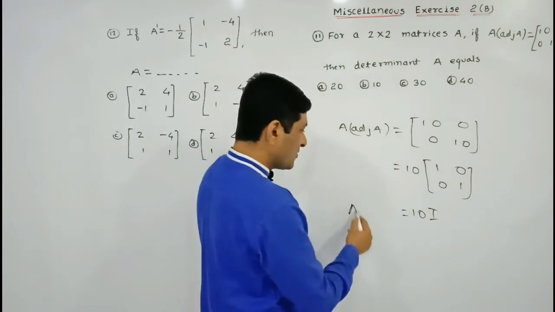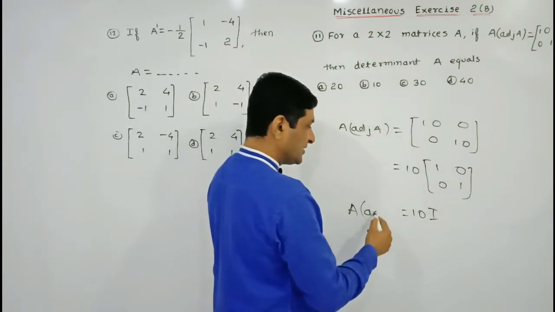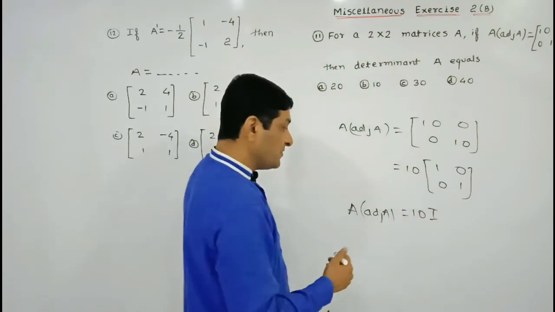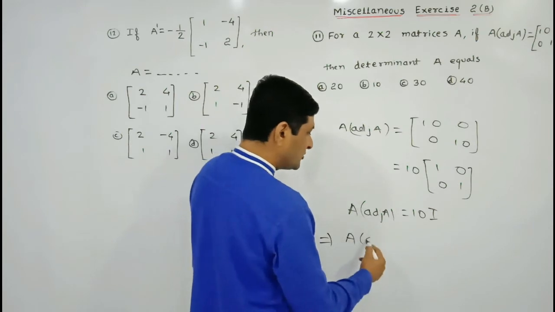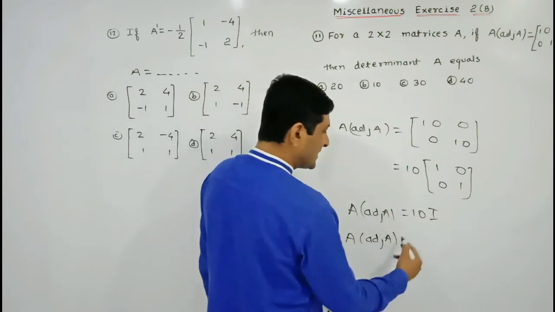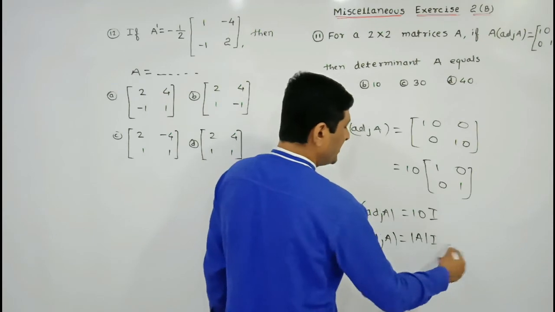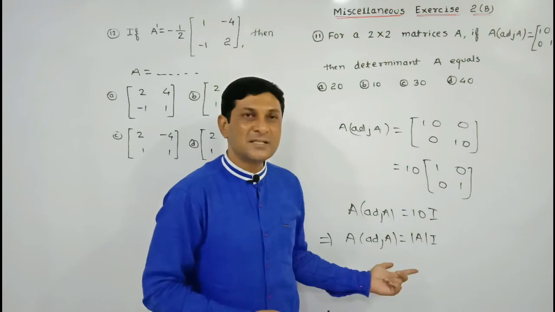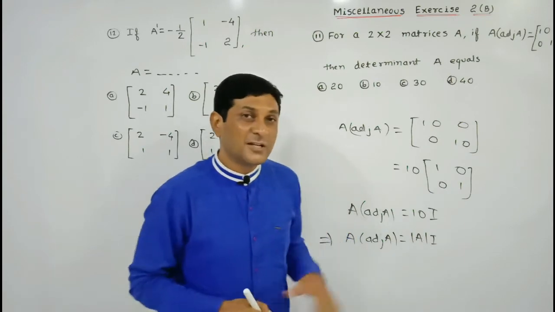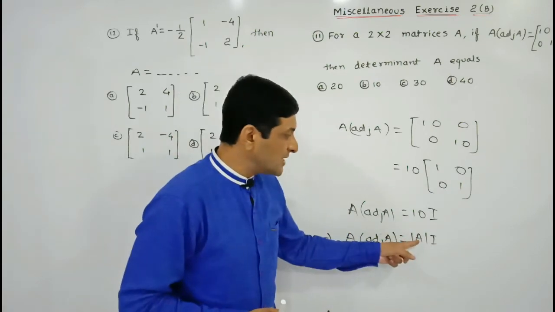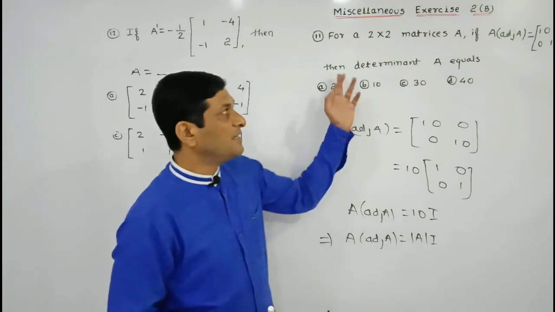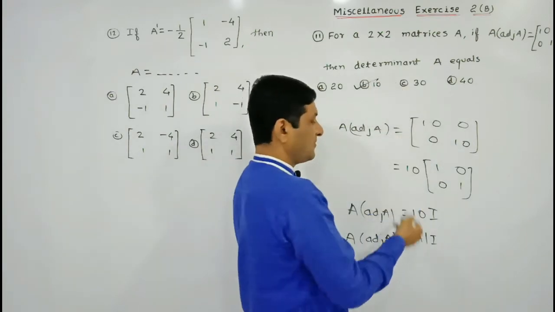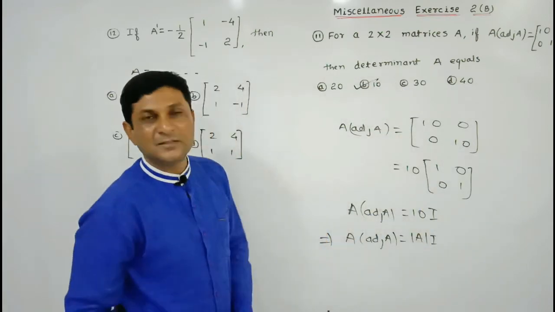So the result we have got after simplifying the given equation is that A into adjoint of A is equal to 10 into I. But we already have one result, which we applied in the earlier example also, that A into adjoint of A is equal to determinant of A into I. Comparing these two results, we can conclude that determinant of A is equal to 10, and here we had to find the determinant of A. So determinant of A will be equal to 10.